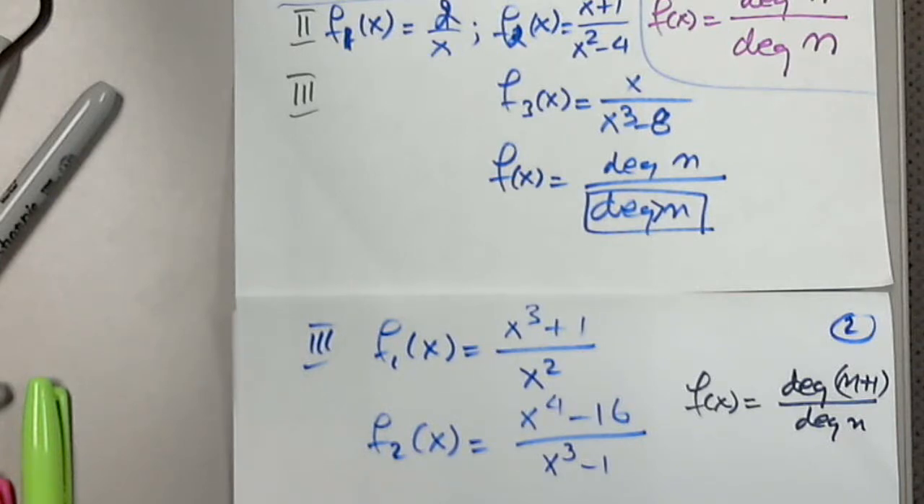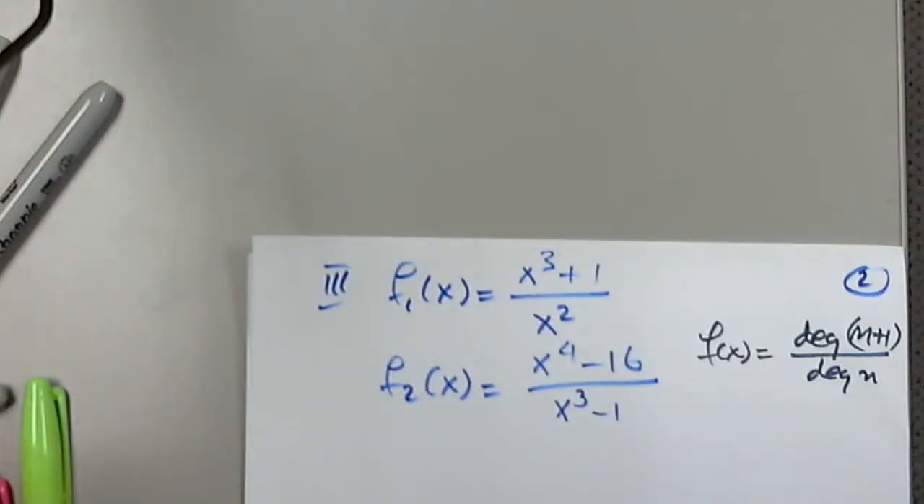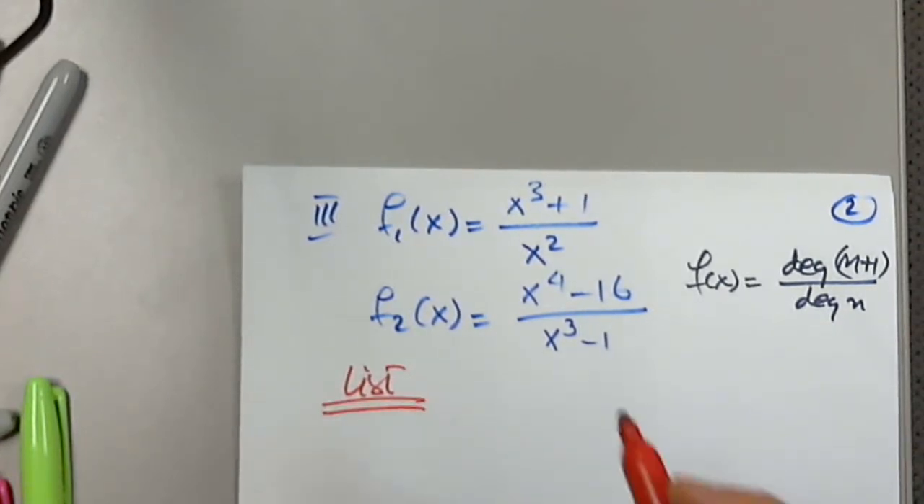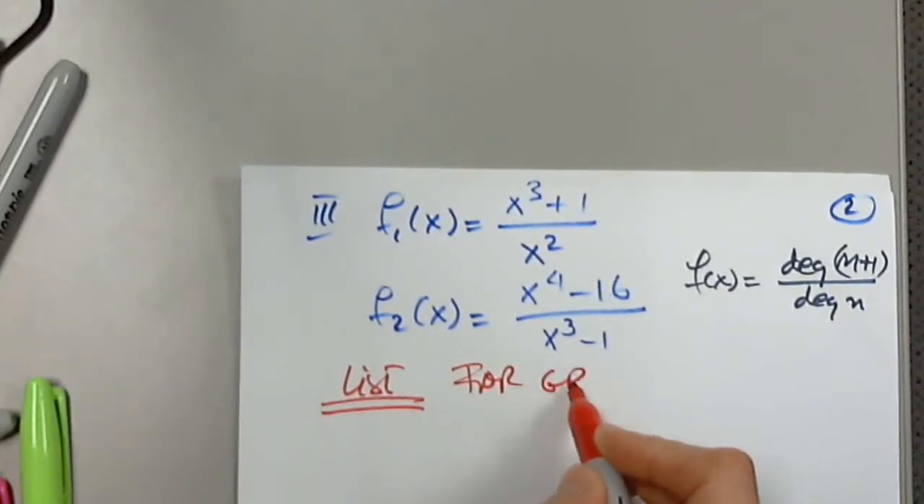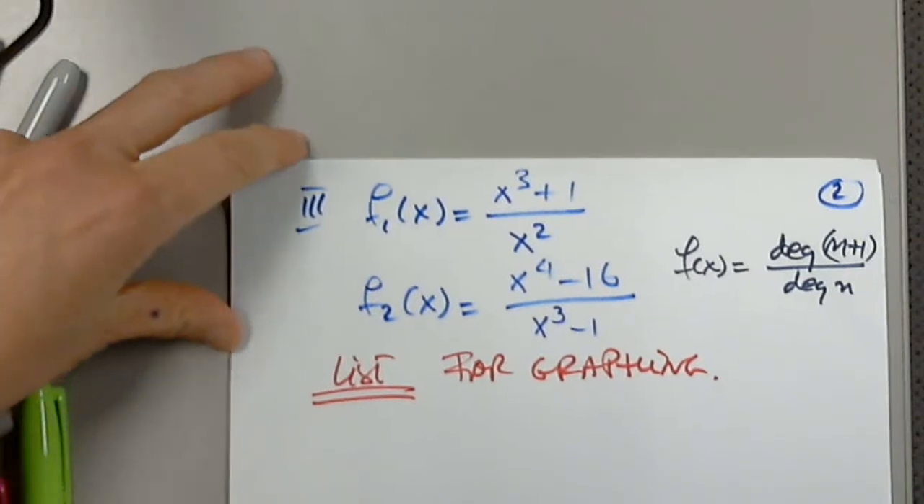So like with polynomials, we have a long list of things that we have to worry about when graphing a rational function. Here's the list for graphing. Like before with polynomials, the first example will take forever, the second one will take 3 minutes, and the next one will take 2 and less. So it's going to take a long time for us to identify everything here.